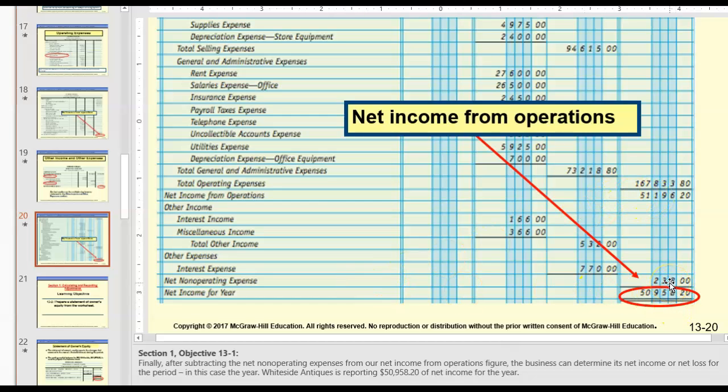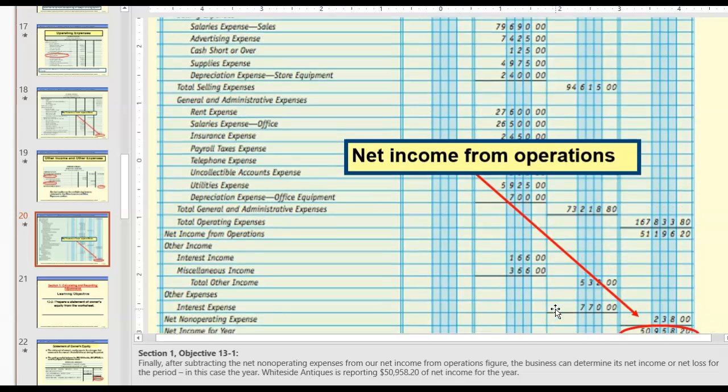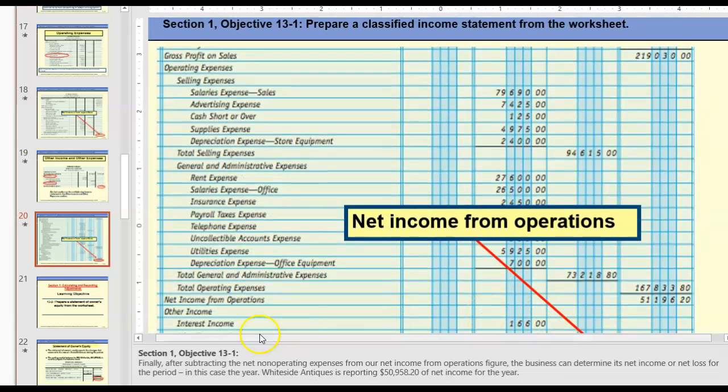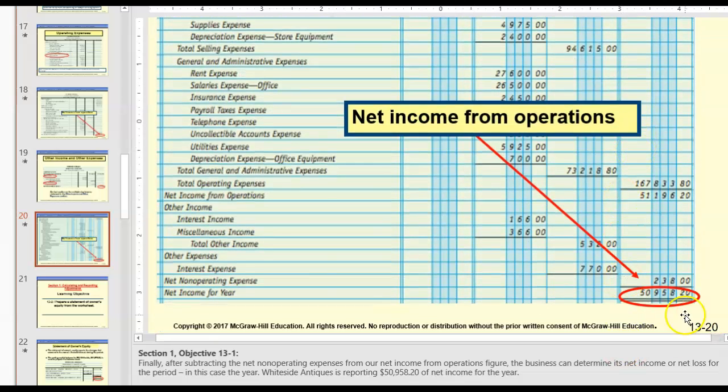Then you have to add miscellaneous net income, or subtract miscellaneous expense. And there's your total, which isn't a whole lot of money. Your profit of what is $50,000 on bringing in $219,000. So that's quite a bit of operating expense. So in this scenario, we're selling almost $220,000 worth of profit on sales, and with all the expenses, we're only making or keeping at the end of the year $50,958.